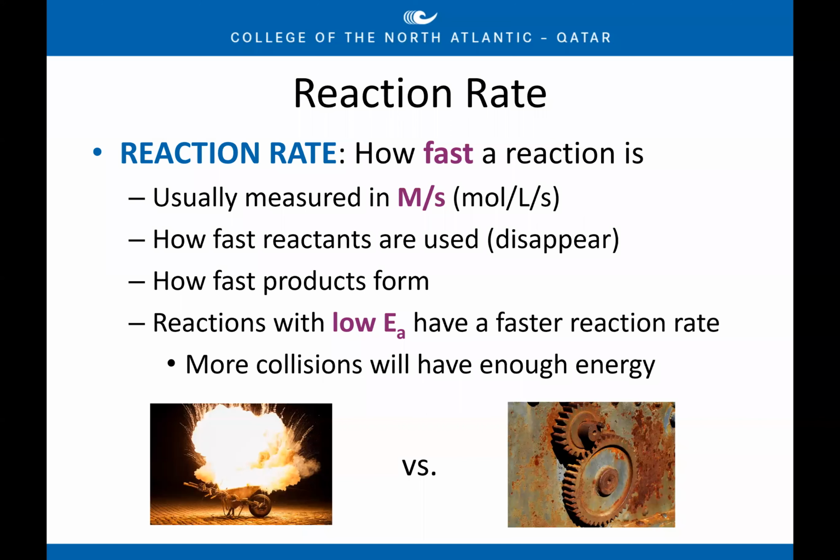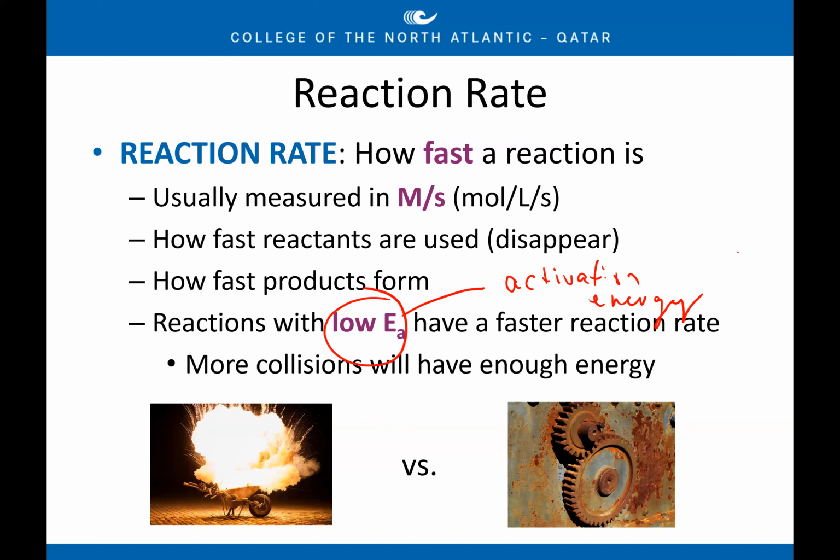So the idea with reaction rates is reactions with low activation energies, meaning low energies that make a reaction happen. If you weren't here on Tuesday, activation energy is the energy it takes to make a reaction happen. Reactions that have low activation energy are typically fast. Reactions that have a lot of collisions and a low activation energy will typically be faster.